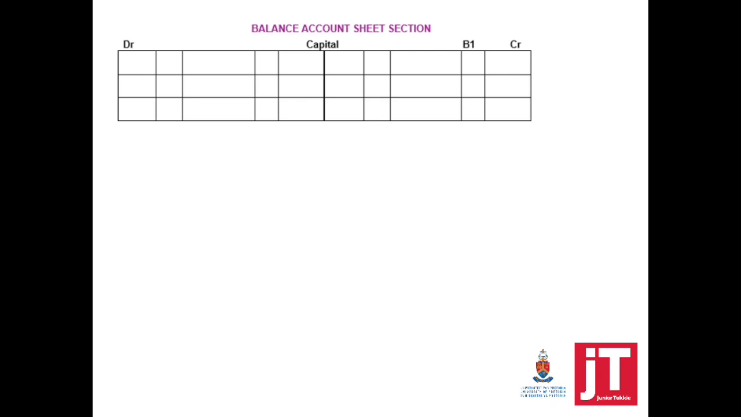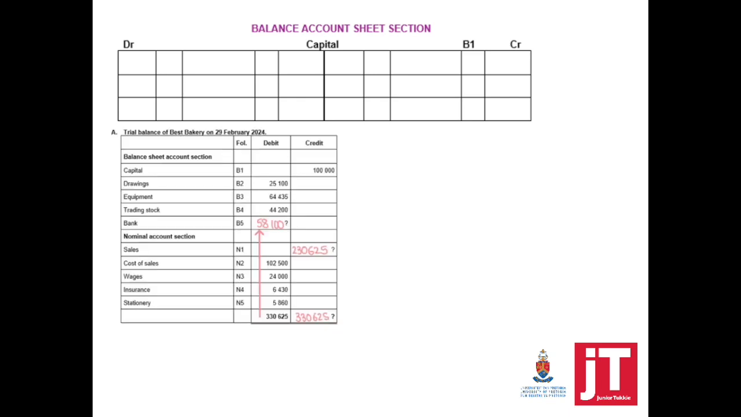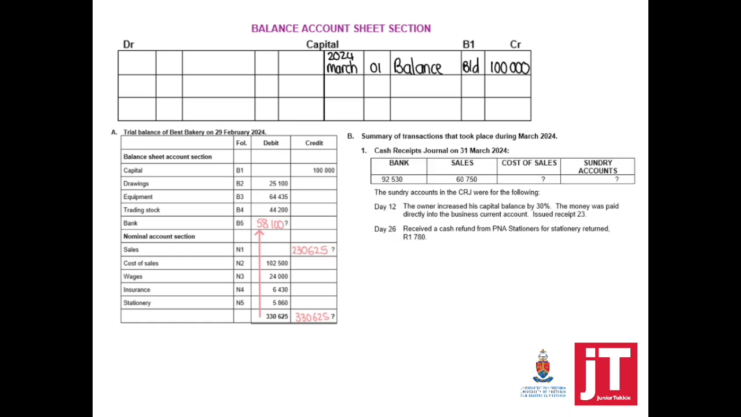The first account that we're going to complete is capital. Capital is in the balance sheet account section because this is an owner's equity account, which means the balance brought down will appear on the credit side. Now we need to look at the additional information, or information number B.